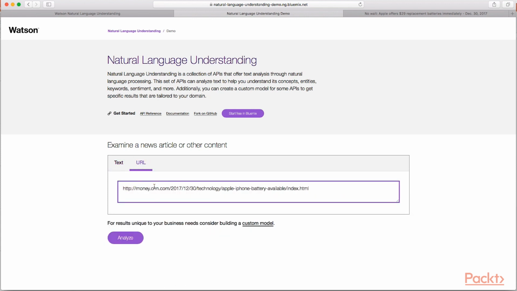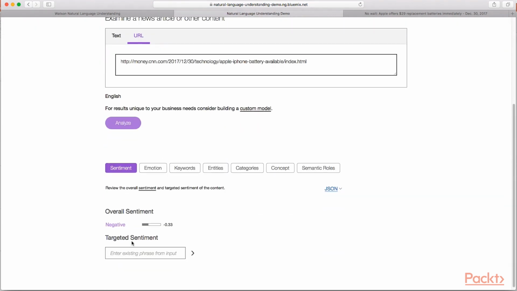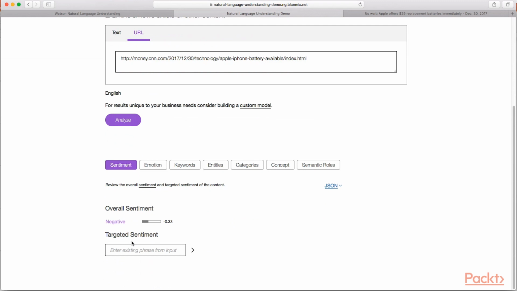In this case, I'm going to paste the URL about the Apple iPhone battery issue, and then I'll say Watson, go analyze it. And what Watson comes back and says, at least in this UI, is it gives you around 7 categories of analysis. It says the overall sentiment is negative. As you could imagine, it was a very sensitive topic and there was a negative perception. So Watson has indeed found a negative sentiment with a score of minus 0.33. You could also do targeted sentiment, which we will not do now.